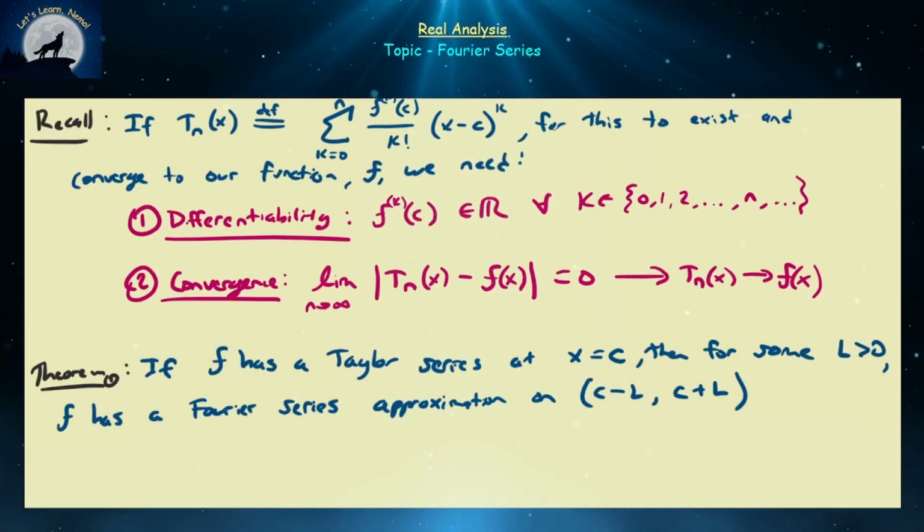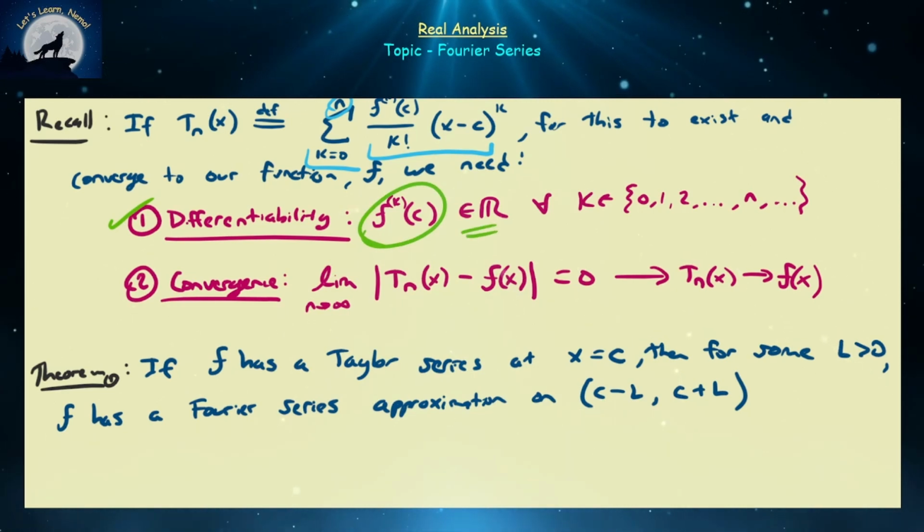Let's define T_n of x to be equal to the partial sum of the Taylor series for a function. That is, the sum from k equal to 0 to positive n, where we have the Taylor coefficients times (x minus c) to the power of k. For this to exist and converge to a function, we need two things. The first obviously is differentiability. We need the kth derivative of f evaluated at c to exist for all k from 0 to n, and also for it to converge, we need it true for n plus 1, n plus 2, all the way up to infinity. That is, it needs to be infinitely many times differentiable.